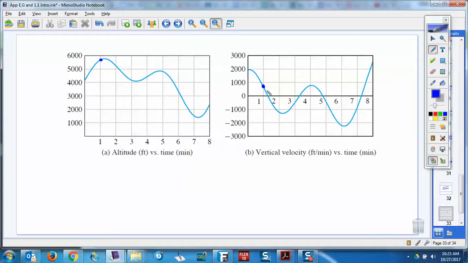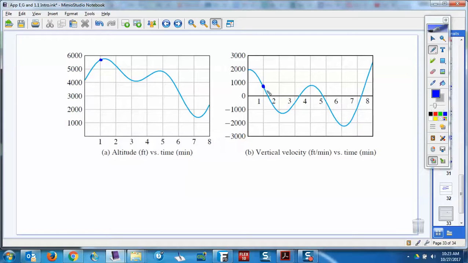At 1 minute, it's... Well, and you said it's going up, but you guys are getting more caught up in the direction than I want you to, but that is true. It is going up, right? Because this velocity is positive, so the balloon is going up. Which seems weird because this graph's going down, but remember, this is velocity, not the direction of the balloon.